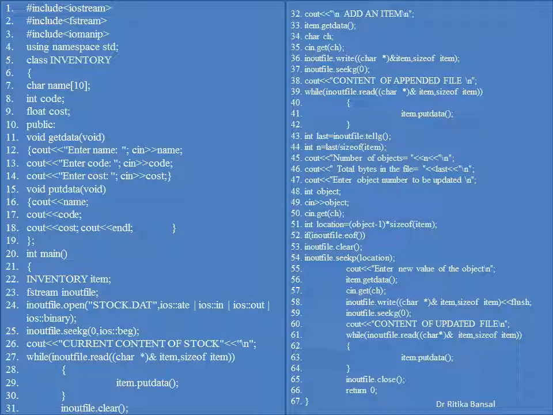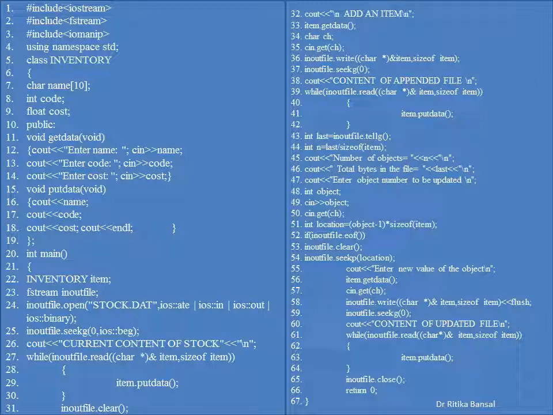Just understand the program in a very light manner. You will know that random file processing means there is a file, we want to open the file, read the file, write the object at a particular location, count the number of objects, count the size of the object. We need to do all these operations through one program of random file processing.